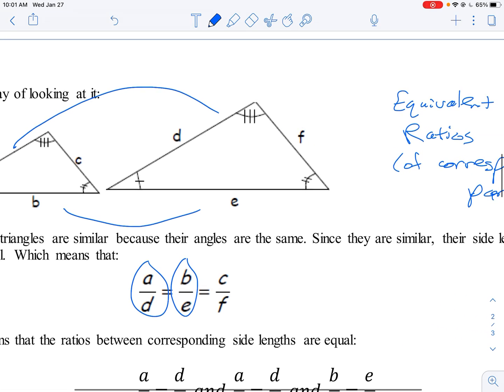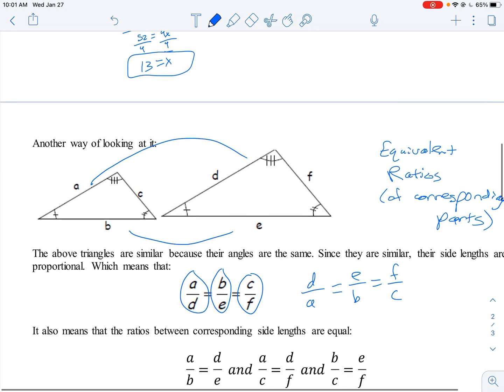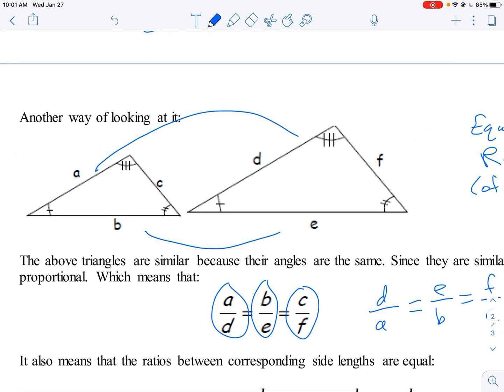But you can also do the flip version of these. Let's say that setup doesn't look nice, and you can flip any of these. So D over A would be the same thing as E over B, which would be the same thing as F over C. So however you set up one of your ratios, all of the other ratios of corresponding parts are going to be the same. You have to do it in the same method. So if you do small over big, you have to do small over big on all your other ratios. Or if you do big over small, you do big over small on your other ones.